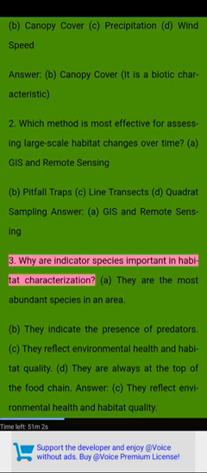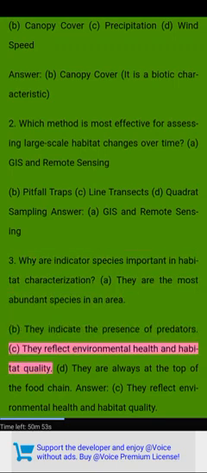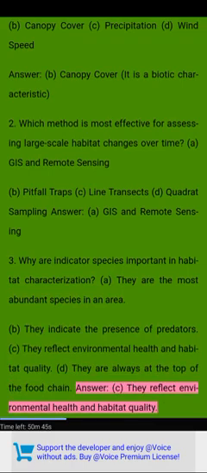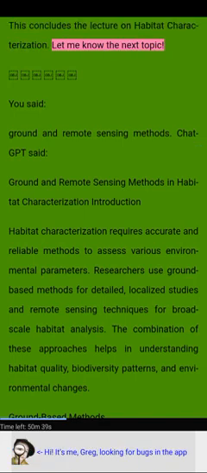3. Why are indicator species important in habitat characterization? A. They are the most abundant species in an area. B. They indicate the presence of predators. C. They reflect environmental health and habitat quality. D. They are always at the top of the food chain. Answer: C, they reflect environmental health and habitat quality. This concludes the lecture on habitat characterization. Let me know the next topic.